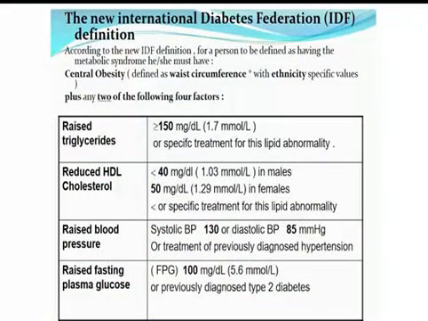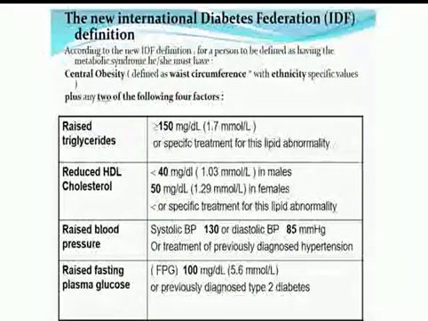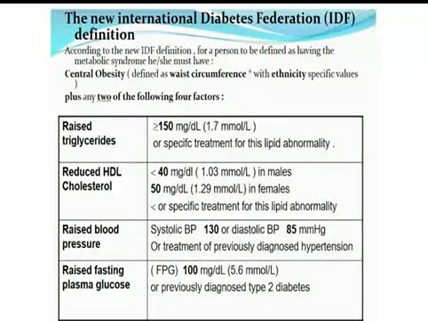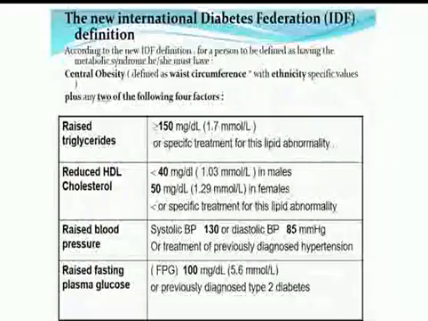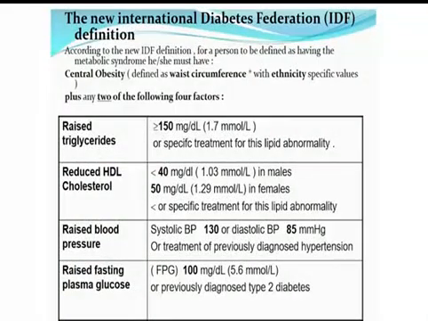Okay, so this is the IDF definition. For the IDF definition of metabolic syndrome, the waist circumference is a must. So waist circumference has to be high, combined with any two of these four. Raised triglycerides of more than or equal to 150, or if the patient is already on specific treatment for this lipid abnormality; a reduced HDL cholesterol, which is less than 40 in males and less than 50 in females, or if the patient is on specific treatment for this lipid abnormality; a raised blood pressure, so if the patient's blood pressure is 130 by 85, or treatment for previously diagnosed hypertension; and a raised fasting plasma glucose, which is 100 or more, or previously diagnosed type 2 diabetes or even pre-diabetes, that would qualify for these factors.